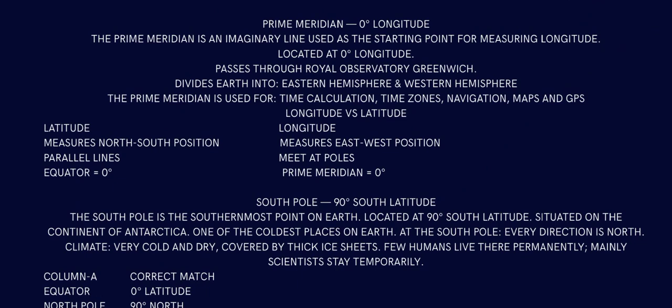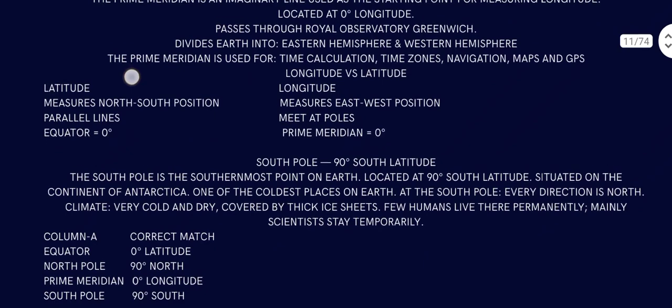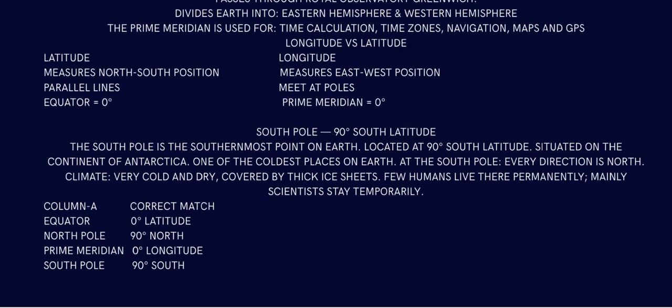Climate is very cold, covered by a thick ice sheet. Few humans live there permanently. Mainly scientists stay temporarily. Few humans live there, that are Eskimos and such. Some people related to Eskimos, and mainly scientists stay there for scientific research as usual. Column A: equator 0 degrees, North Pole 90 degrees, prime meridian 0 degrees, and South Pole 90 degrees. That was the one we decided on in the other options.